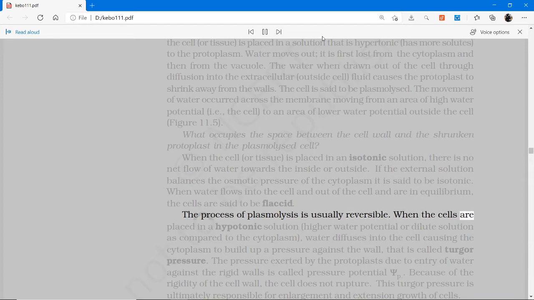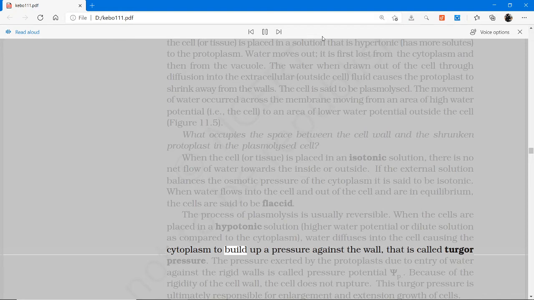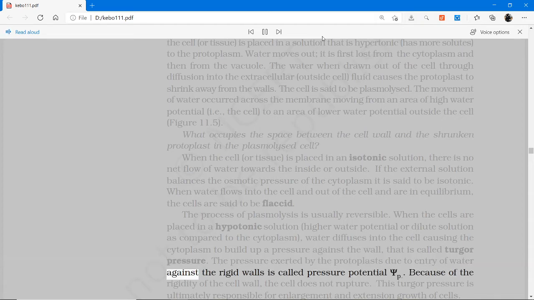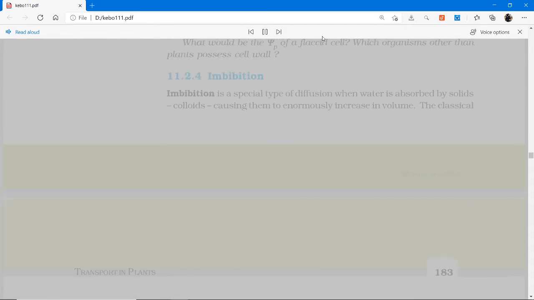When the cells are placed in a hypotonic solution, higher water potential or dilute solution as compared to the cytoplasm, water diffuses into the cell, causing the cytoplasm to build up a pressure against the wall, that is called turgor pressure. The pressure exerted by the protoplasts due to entry of water against the rigid walls is called pressure potential Ψp. Because of the rigidity of the cell wall, the cell does not rupture. This turgor pressure is ultimately responsible for enlargement and extension growth of cells. What would be the Ψp of a flaccid cell? Which organisms other than plants possess cell wall?